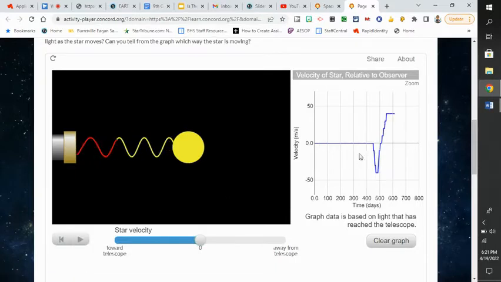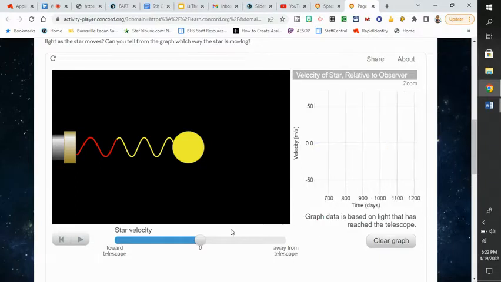You can look at the graph on the right and see how when we went toward the observer, the velocity went negative. And all that means is it's going to the left on the view screen here. It's going toward the observer. And then we had it move away from the observer and it went to the positive. When I brought it back to center is where it was going straight.